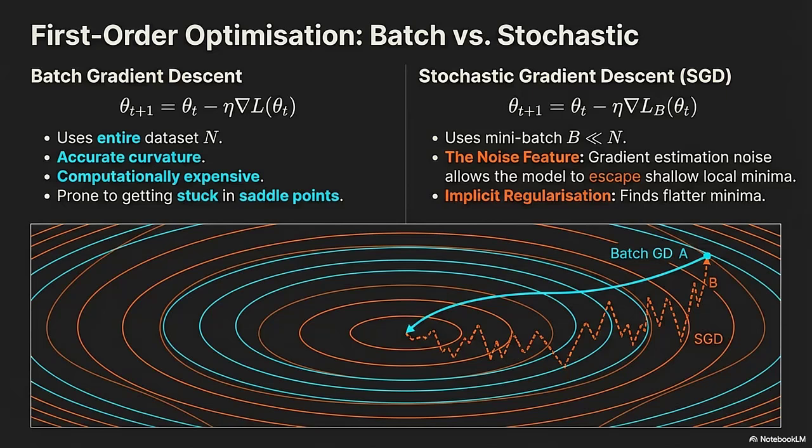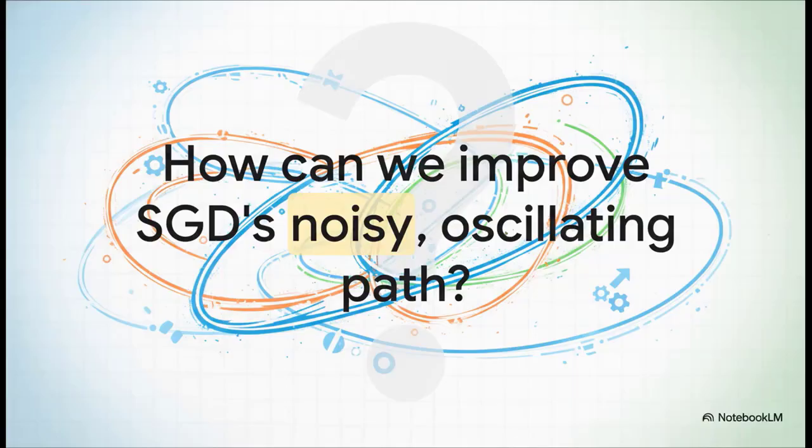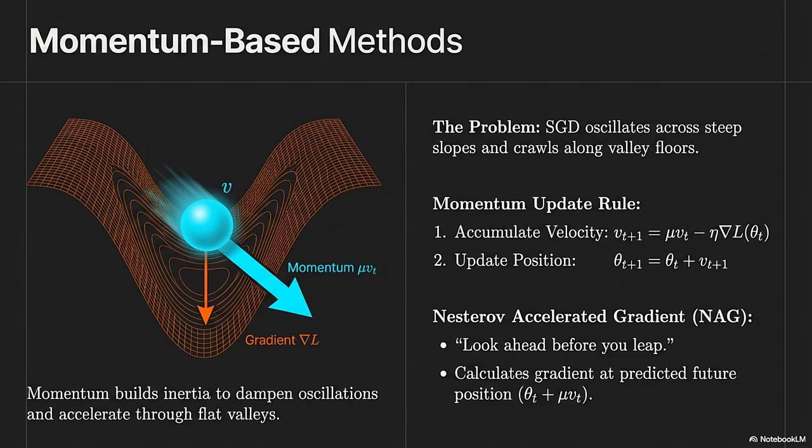Now, SGD is great, but that noisy path can be pretty inefficient. So we need to upgrade our toolkit to find a smoother and faster way down this loss landscape. Which leads us to the obvious question. How can we actually improve on this noisy, often oscillating path that we see with pure SGD? The first huge improvement is an idea called momentum.